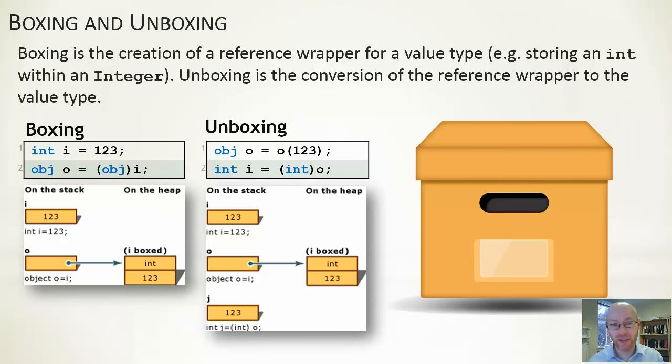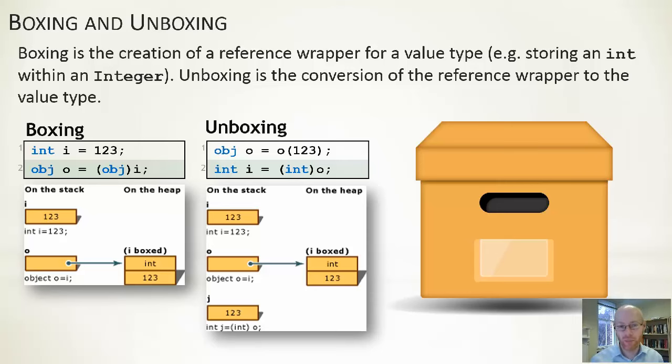It'll refer to some location on the heap where we've created that object, and as part of that created object we'll have the primitive value 123. So it's kind of overkill in terms of how it sits out in memory. And with unboxing, taking the value out, we've got to go to our temporary object, take it out, and then delete that temporary object.